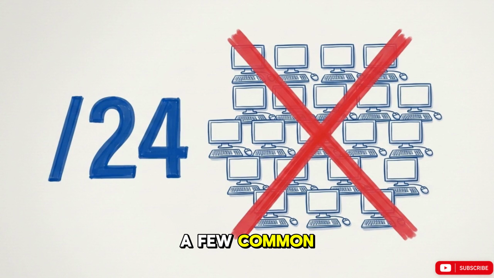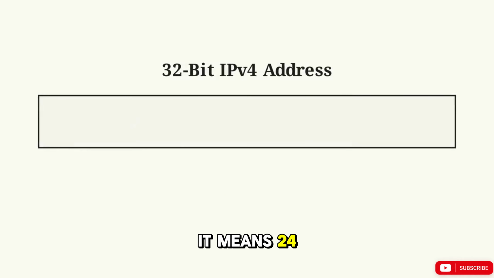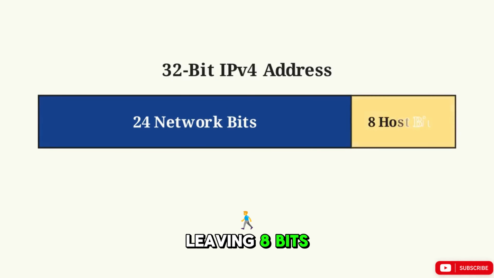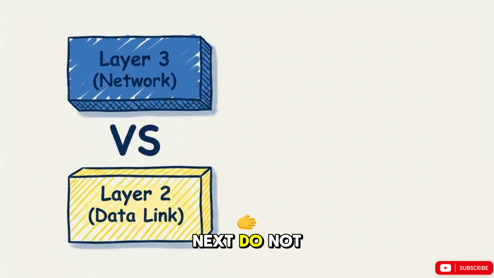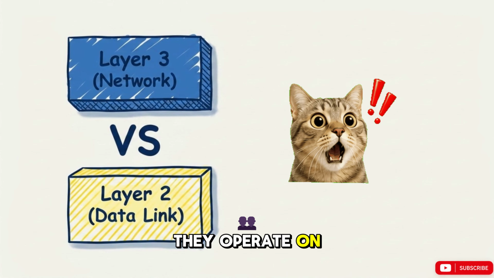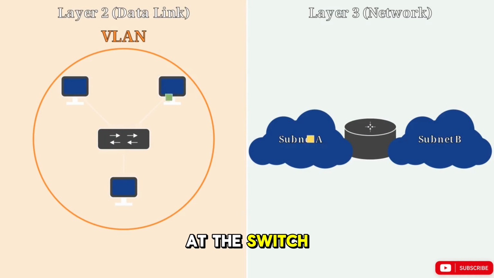Let's clear up a few common traps. A /24 prefix does not mean the network holds 24 hosts. It means 24 bits belong to the network, leaving 8 bits to provide 256 total addresses. Next, do not confuse Layer 2 with Layer 3. While VLANs and subnets are often paired in design, they operate on completely different structural levels. VLANs isolate traffic at the switch, while subnets route IP traffic across the network.